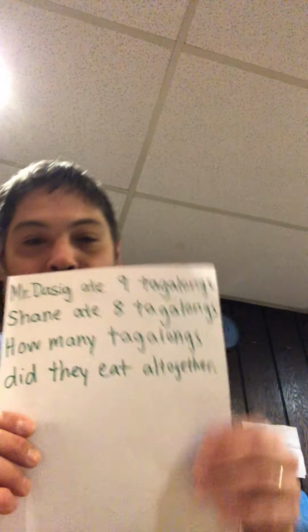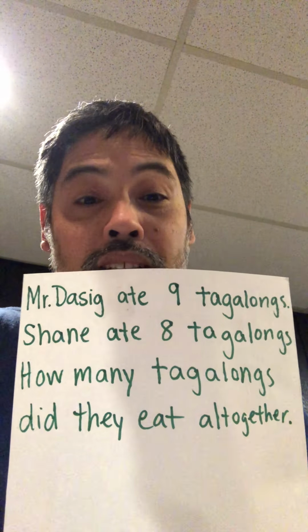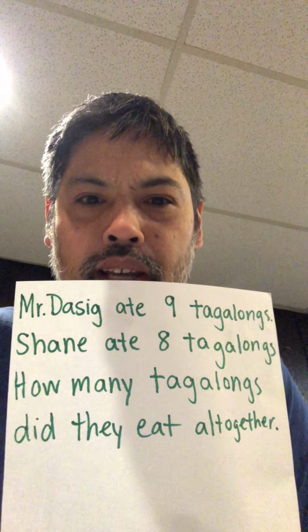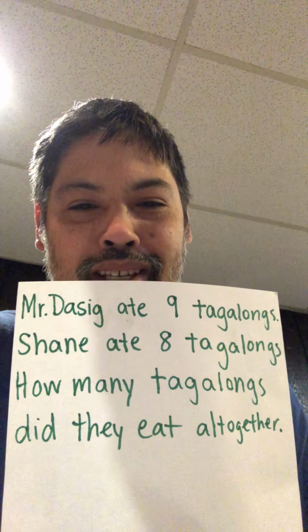Now I want to show you this number story. So it says, Mr. Dasig ate 9 Tagalongs. This is actually true. Shane ate 8 Tagalongs. How many Tagalongs did they eat all together? That's a lot of Tagalongs. Trust me, I know. Okay? So, I want to show you how to solve this. Or I'm going to hang this right here.